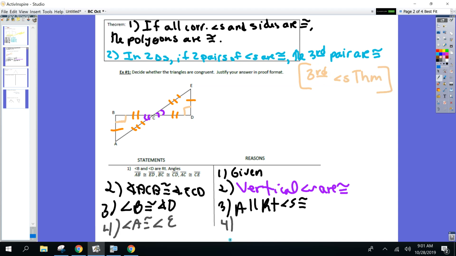That's what I'll allow you to put in your proof instead of writing the whole theorem out. You're welcome.